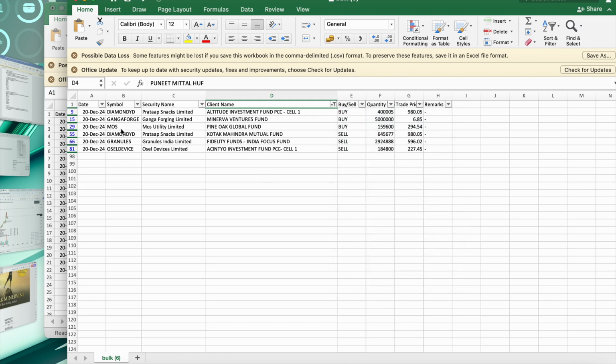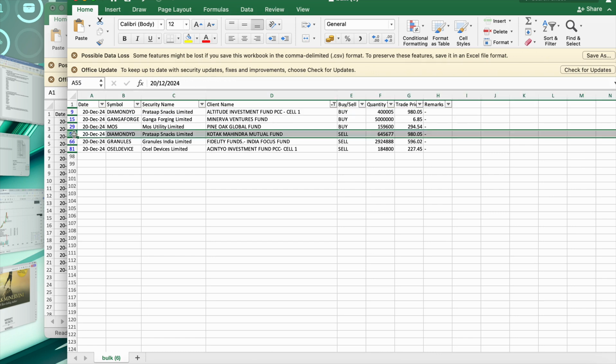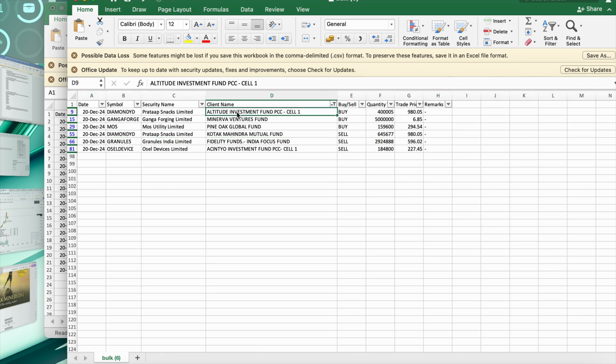So once I have fewer stocks, I try to cross-check this information. For example, let's say over here I have a sell, I have a buy, but the stocks are not the same. So if you see over here, there has been a buy by Altitude on Pratap Snacks, and there is a sell by Kotak Mutual Fund on Pratap Snacks. So this is just a replacement. It's changing hands from one mutual fund to another fund.